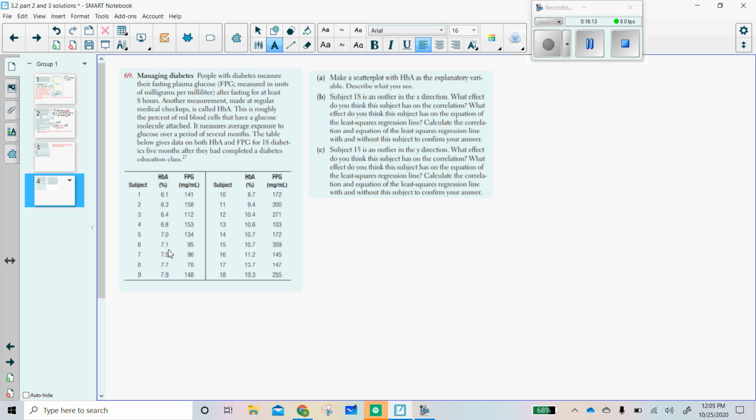Now notice that the subject numbers is not actually what I'm including in the scatter plot. It specifically said make a scatter plot with HbA as the explanatory variable, and down here it said the FPG, which is the fasting plasma glucose, is what they're trying to predict. So I'm going to type all of this stuff in Statlet and describe what we see.